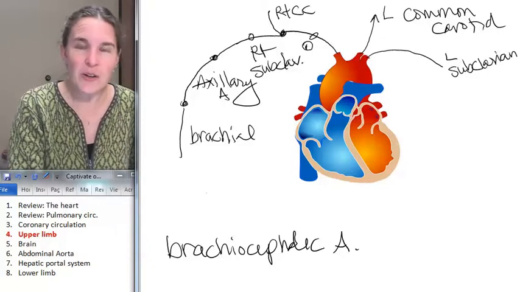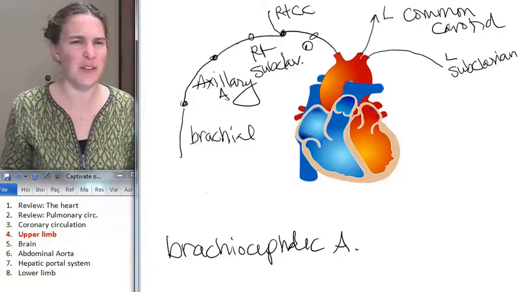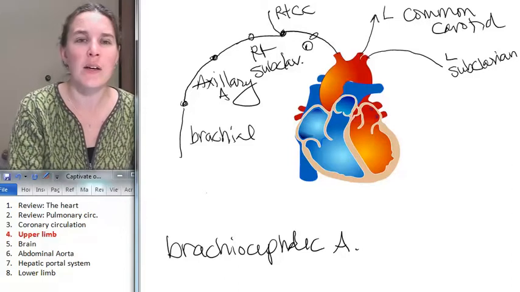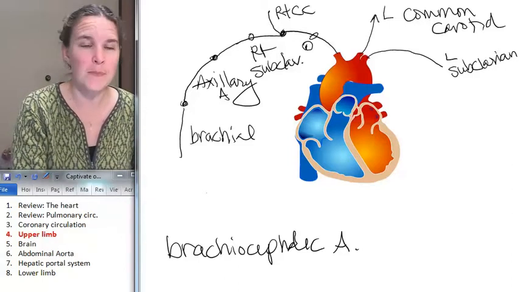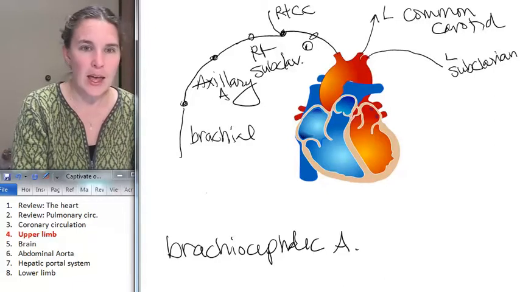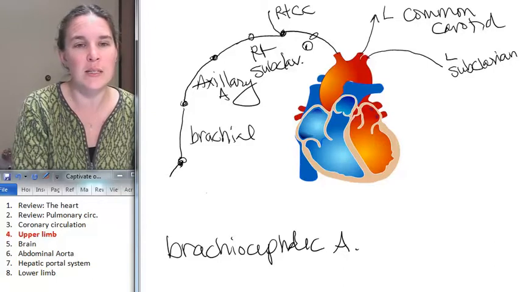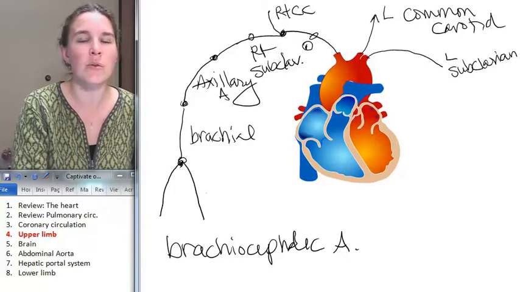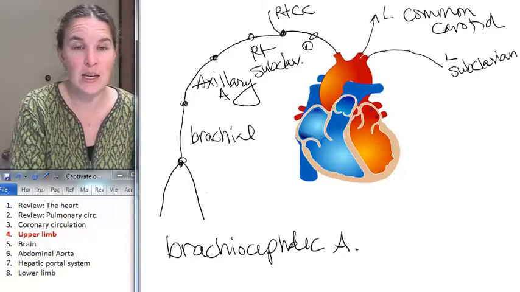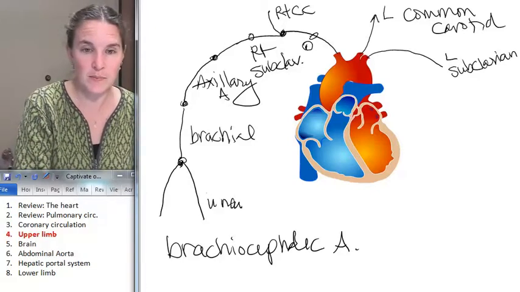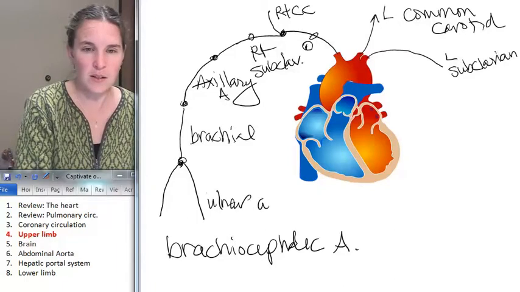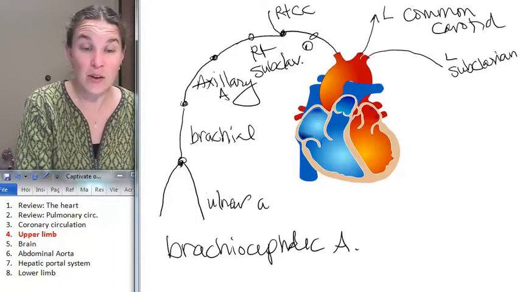The brachial artery, where have we heard of brachial artery? Did we do that in physio? The brachial artery is where you listen for blood pressure sounds. After your elbow zone, the brachial artery splits into two arteries that are clinically significant, the ulnar artery, which is medial. And what do you think the other one is? The lateral one is the radial artery.